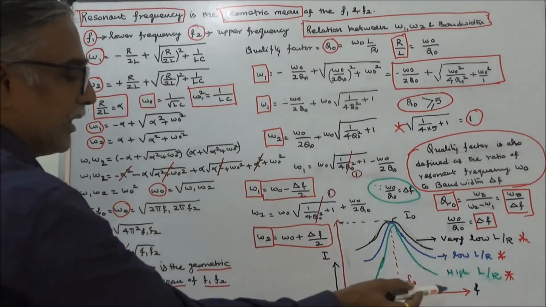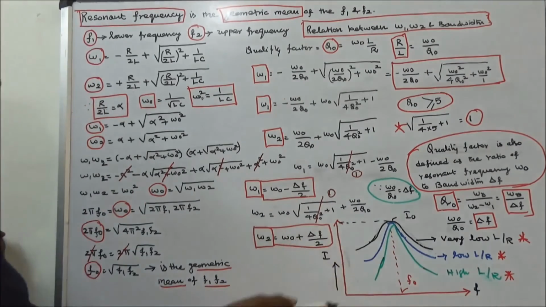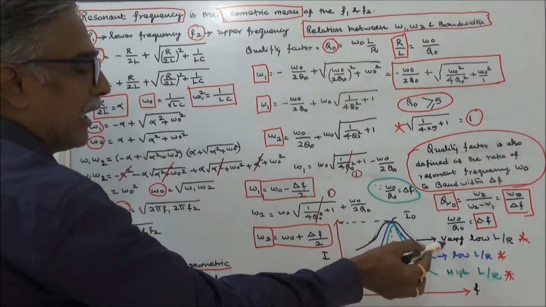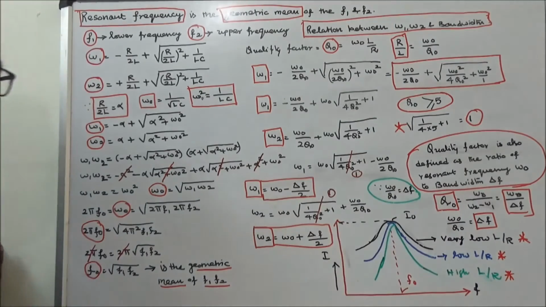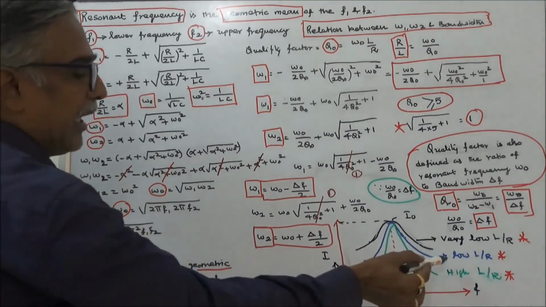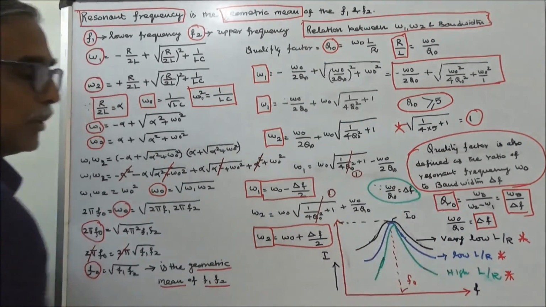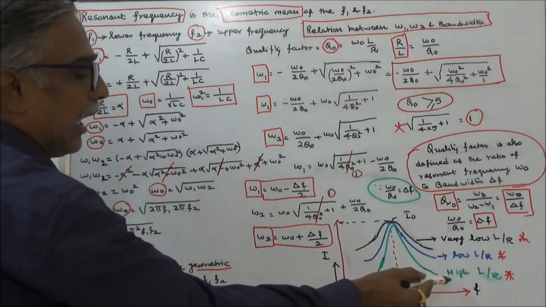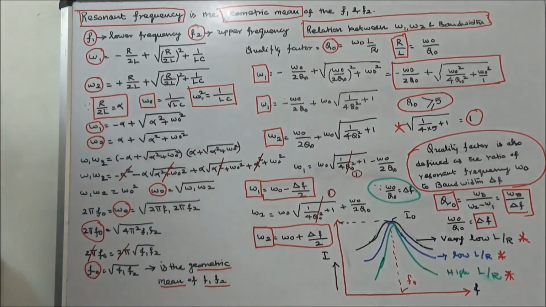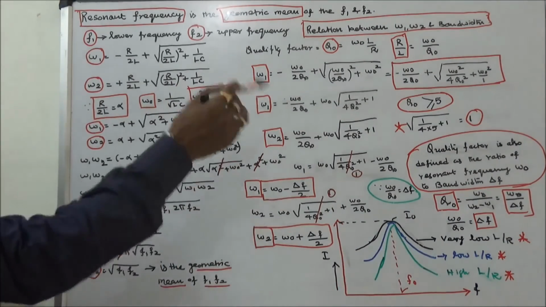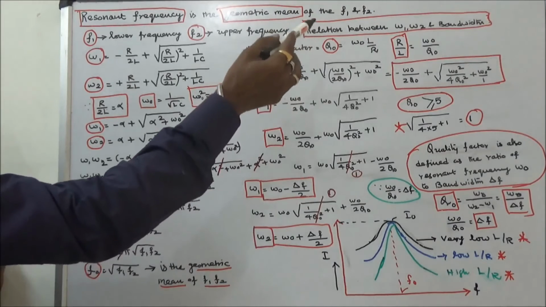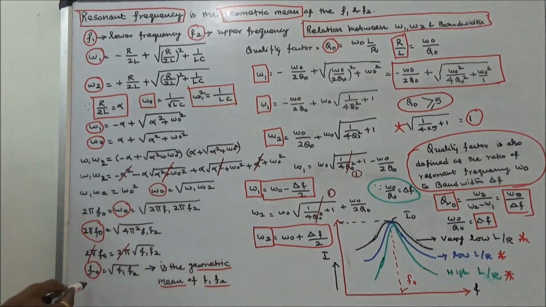This graph shows the relation between frequency and current. Here the black curve indicates a very low L by R ratio. The blue curve indicates a low L by R ratio. The green curve indicates a high L by R ratio. This is the relation between omega 1, omega 2 and bandwidth. And f naught is equal to root of f1 and f2, the geometric mean of f1 and f2.